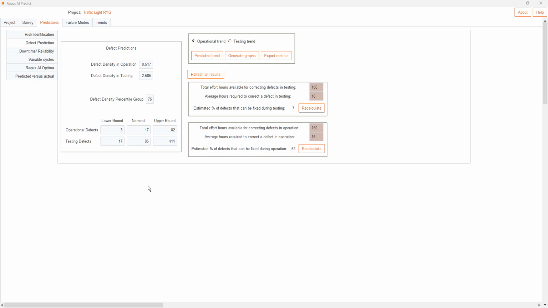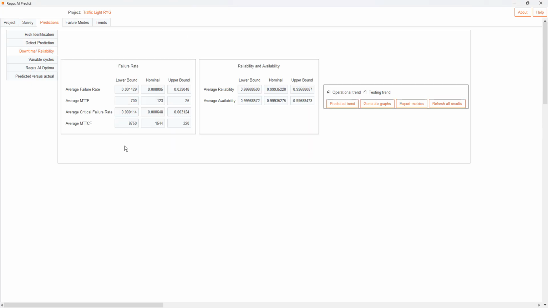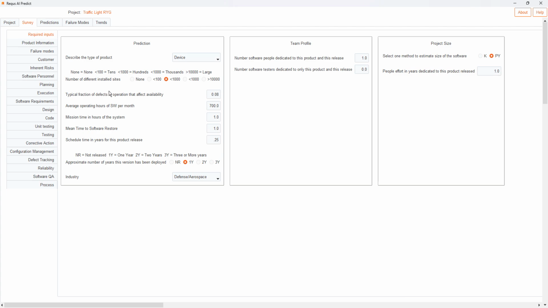Now that we've seen how the defects are predicted, let's go to the next Requs AI feature, which is downtime and reliability prediction. This feature is typically used by site reliability and availability and reliability people. It predicts failure rate, mean time to failure, as well as the critical failure rate, mean time to critical failure, reliability, and availability.